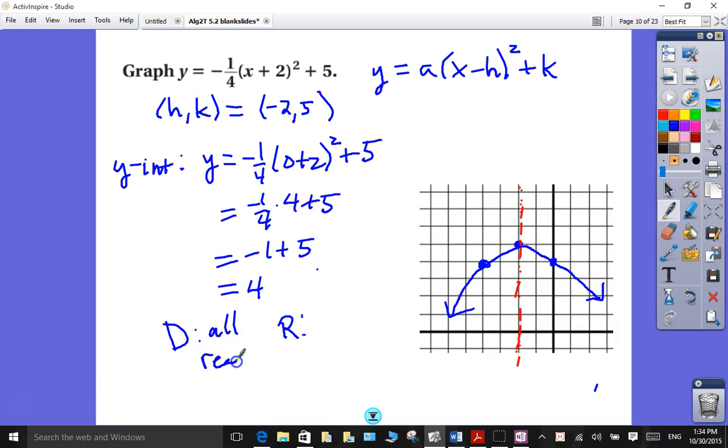All reals. Y is less than or equal to 5. And you can see, remember they said that if the absolute value of a was less than 1, this thing ought to be kind of more flattened out. And you can see this one is, compared with the ones we've done before, a little more flattened out because it's 1/4.